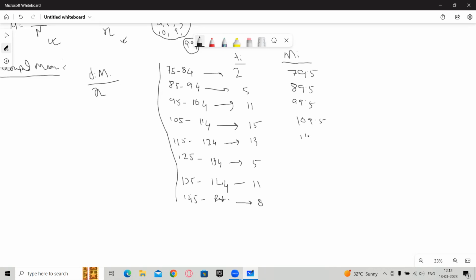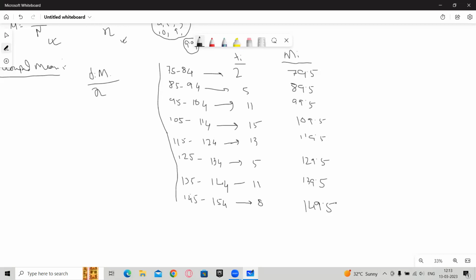This is 119.5. Then this is 129.5. Now this is 139.5. Now if the last group is smaller, then we cannot consider the midpoint that way. Better we write it, suppose, up to 154, then this is 149.5. Clear. So we have the midpoints.